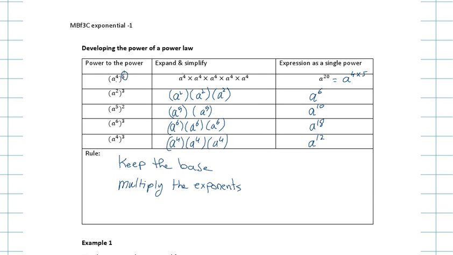So let's look at... Sorry? You multiply this, right? 2 plus 3 is 5, not 6. For these ones, if you expand, then you add your exponent. But if you keep it like this, you multiply the exponent. That's simple.